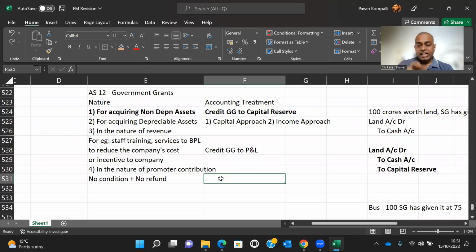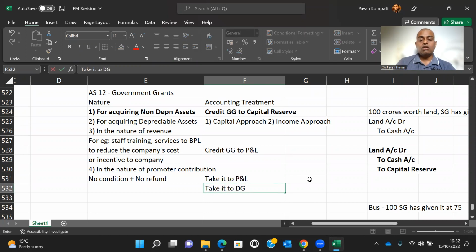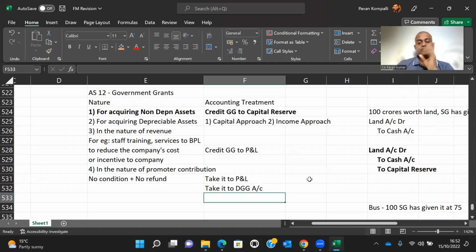No. Is it revenue in nature? No. So what is it? It is in the nature of promoter contribution. What to do? You tell me. Can I take it to P&L? No. Okay, very good. Can I take it to deferred government grant account? No. Can I take it to capital reserve?